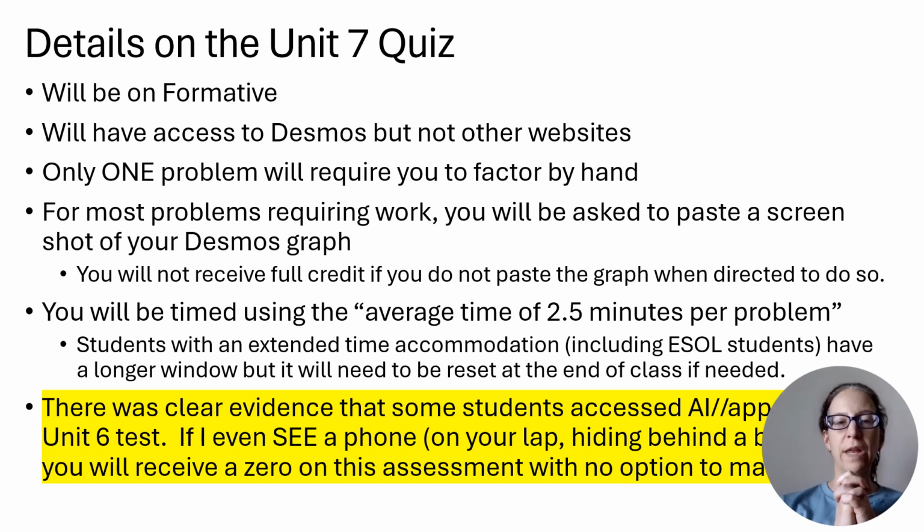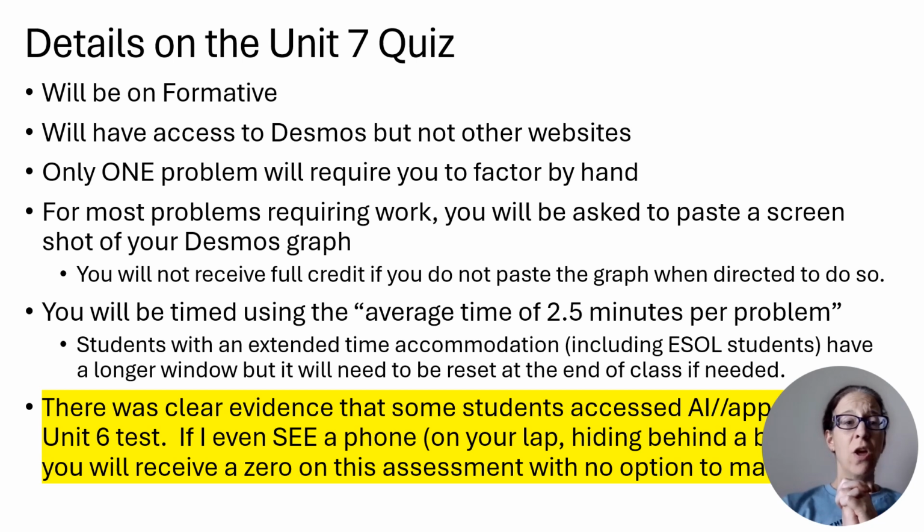If you are a student with an extended time accommodation on an IEP or a 504, then you will have a longer window, but we'll need to reset it at the end of the class if needed. And I also included ESOL students in that as an accommodation for language.